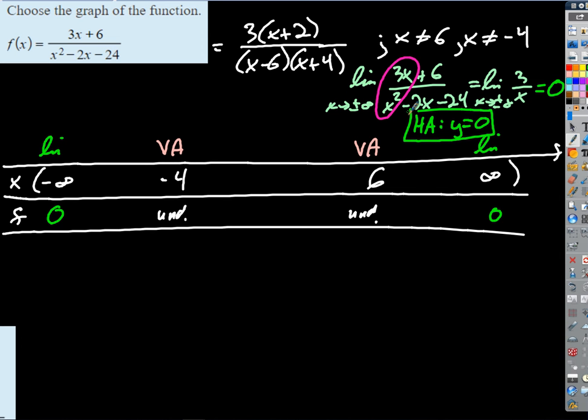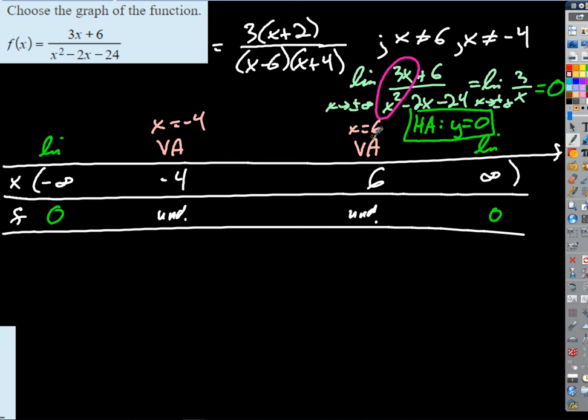If we wanted to write the equations of these vertical asymptotes, what would they be? x equals negative 4 would be the vertical line, right? And this would be x equals 6. Okay, good.